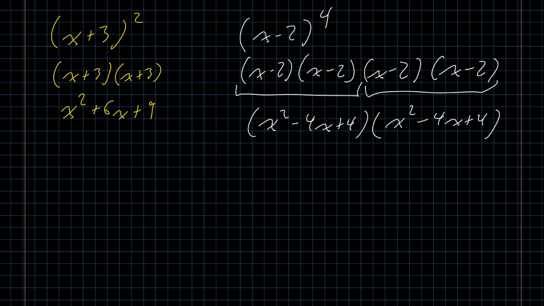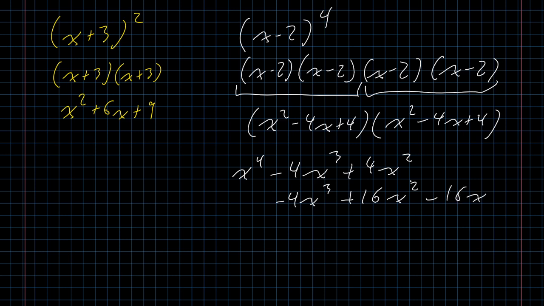Then we have to multiply these things together. All right. Well, luckily we are familiar with those rules. We just reviewed them. It'll be x to the fourth minus 4x cubed minus 4x squared. I'm sorry, that'll be plus 4x squared. And then we'll have minus 4x cubed minus 16x, plus 16x squared minus 16x.